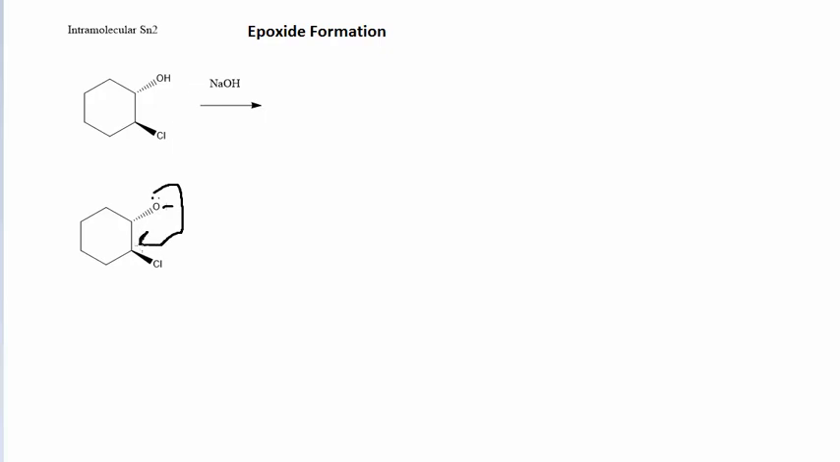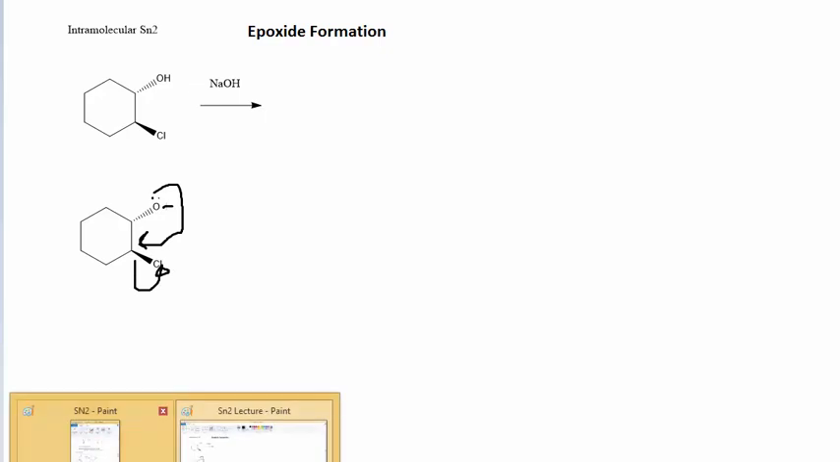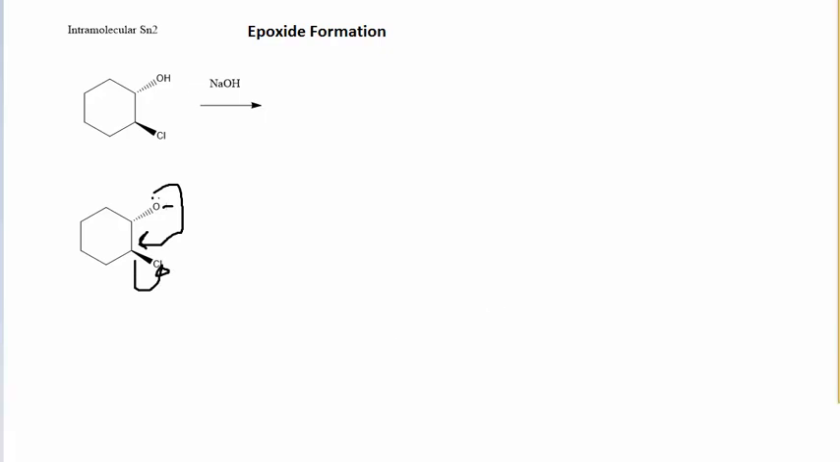Now that this oxygen is on the dash and this is on the wedge, it's possible for an Sn2 attack to occur like this, which is sort of unintuitive. And if you follow the mechanism for that, your product will look like this. Okay? So look into this more. I'm just making you aware that this is something that could happen.